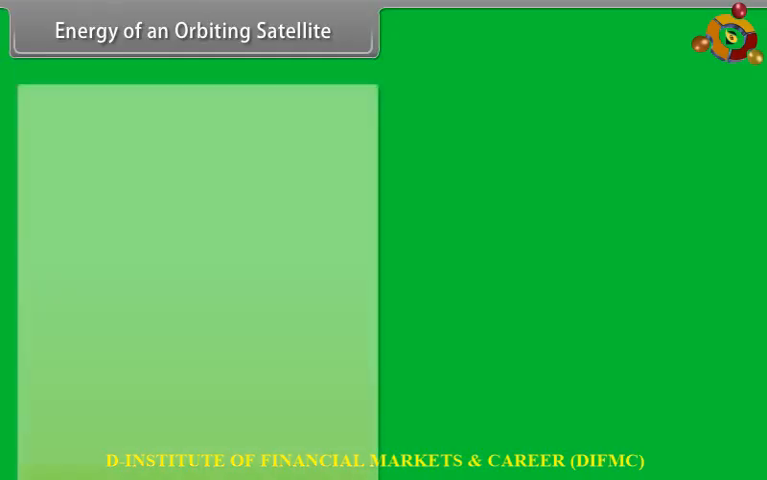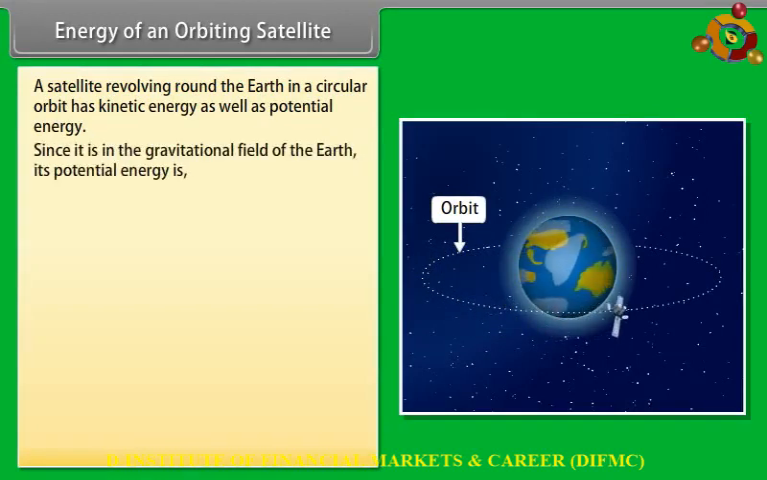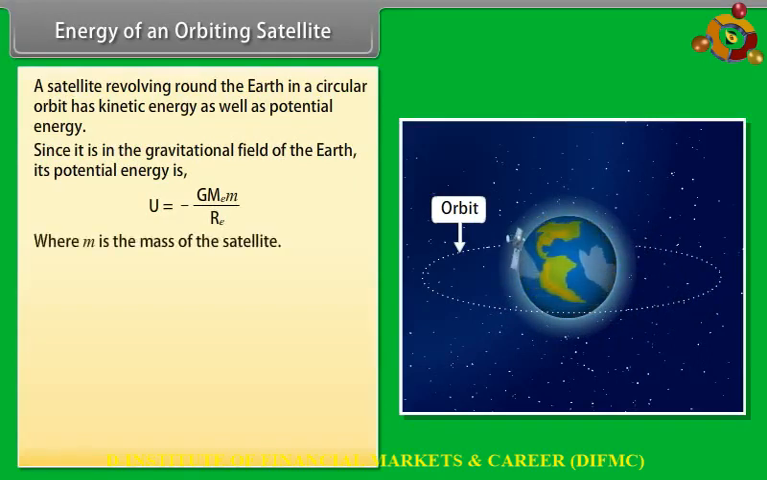Energy of an orbiting satellite. A satellite revolving round the Earth in a circular orbit has kinetic energy as well as potential energy. Since it is in the gravitational field of the Earth, its potential energy is U equals minus G M_e m divided by R_e, where m is the mass of the satellite.